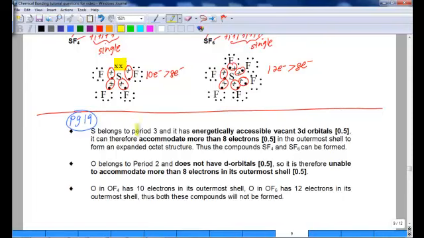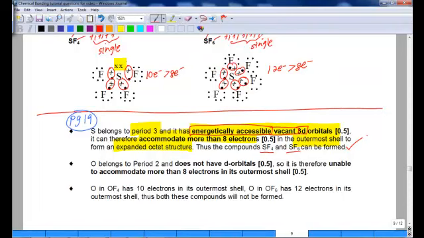So we need to mention that S belongs to period 3 and it has energetically accessible vacant 3d orbitals. Please take note of the keywords. You need to have energetically accessible orbitals and they must be vacant orbitals. Since S is in period 3, it will have 3d orbitals, and hence it can accommodate more than 8 electrons in the valence or outermost shell, to form an expanded octet. Of course, hence SF4 and SF6 can be formed.